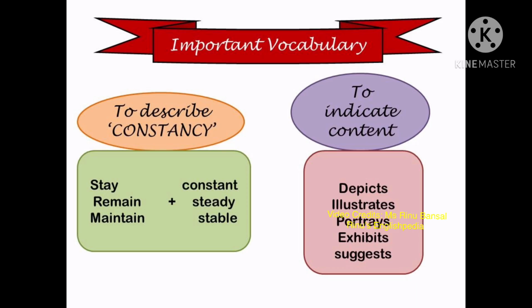To describe constancy, we can use a combination of words like to stay constant, or to remain stable, or to remain steady, or to maintain constancy. Any such combination of words can be used. There are other words to indicate content like depicts, illustrates, portrays, exhibits, or suggests.